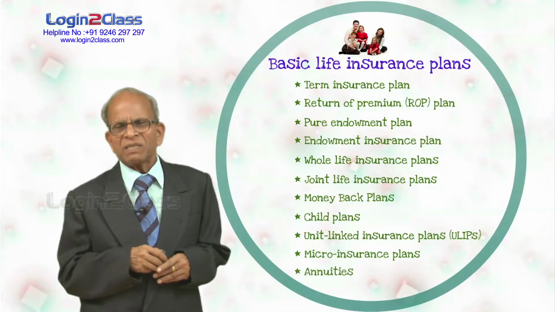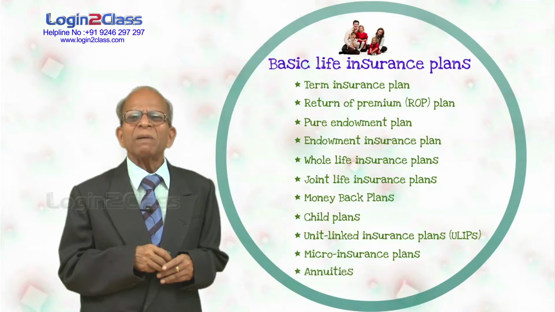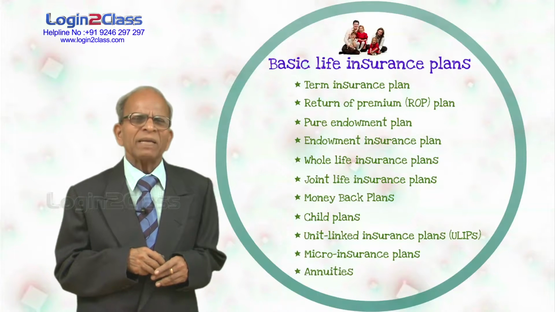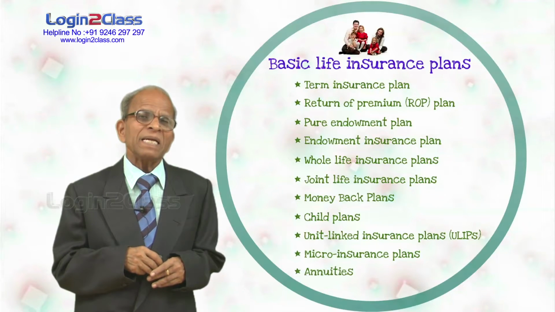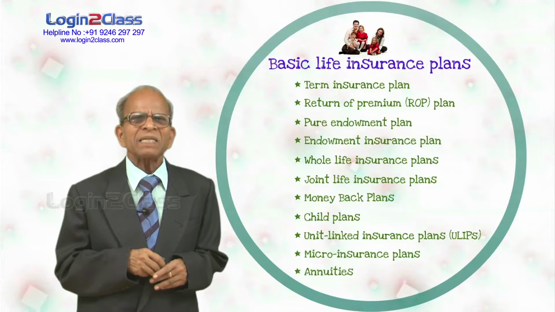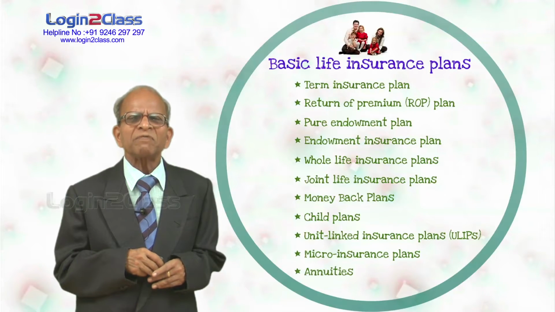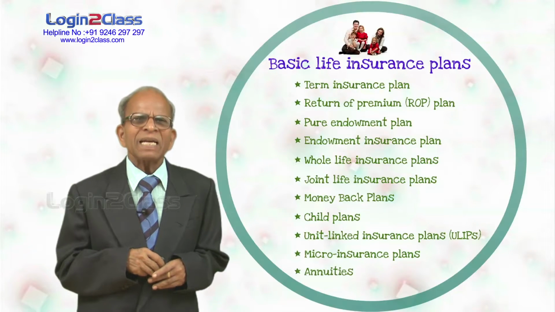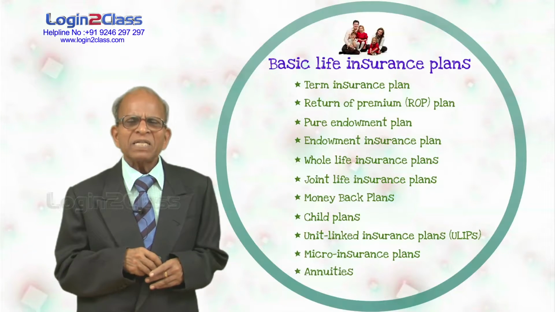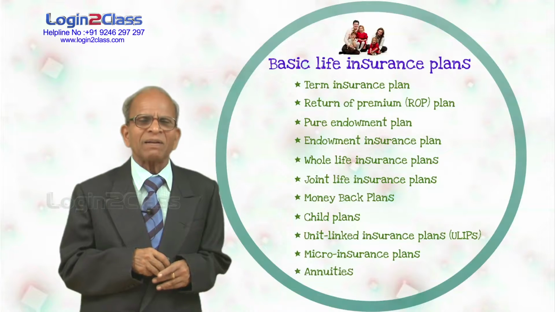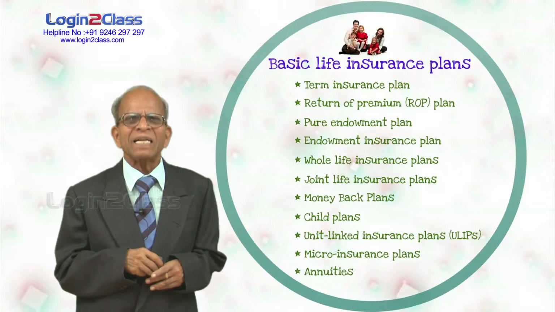Lastly, annuities. Annuities are nothing but pension plans. It's not a life insurance plan. On the contrary, it is a reverse of life insurance. Why? In life insurance, the company takes the risk. If a person takes a term assurance policy, pays 5,000 rupees and dies, 10 lakhs is paid to the family. Company is taking the risk. In a pension plan, the pensioner or the annuitant is taking the risk.